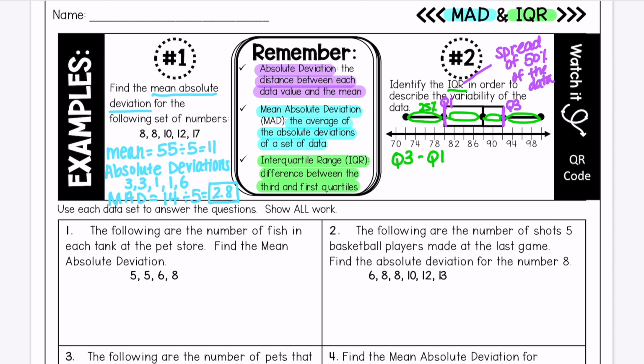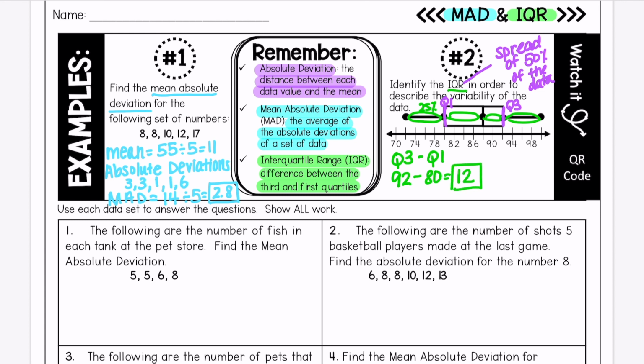So in this example, Q3 is at 92, and Q1 is at 80, and 92 take away 80 is 12. So we know it has a spread of about 12 in half of the data. So that would be your IQR.